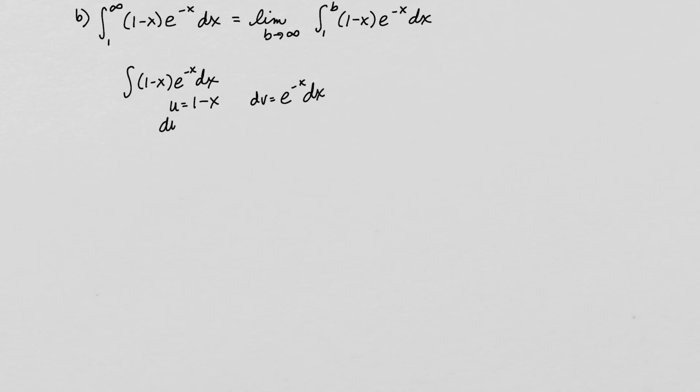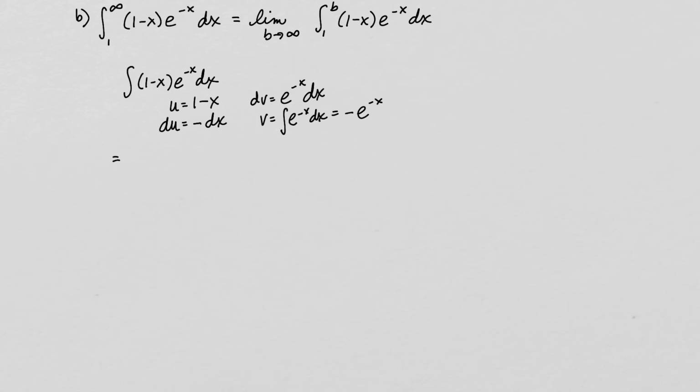So du is going to be just minus dx, because the derivative of 1 is 0 and the derivative of minus x is negative, so minus dx. To find v, we're going to integrate this. So the integral of e to the minus x dx is going to be minus e to the minus x. Right, we've done that a bunch now.